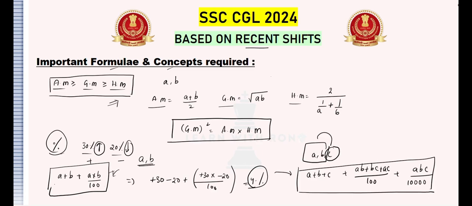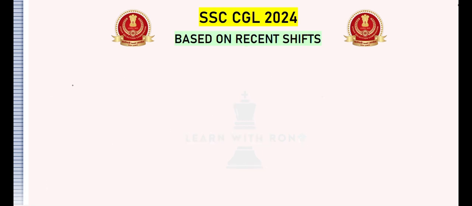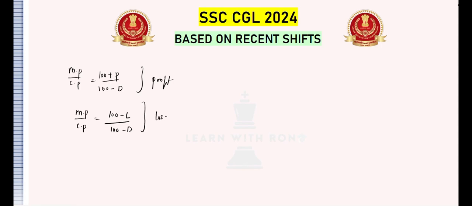And next you need to know the formula of market price by cost price equals (100 plus profit) divided by (100 minus discount). This is for the profit scenario. Okay, for the loss scenario it is the same: market price by cost price equals (100 minus loss) divided by (100 minus discount). Okay, this is for the loss scenario. You need to remember these formulas because these are very important formulas.